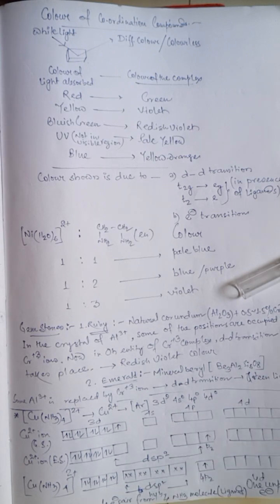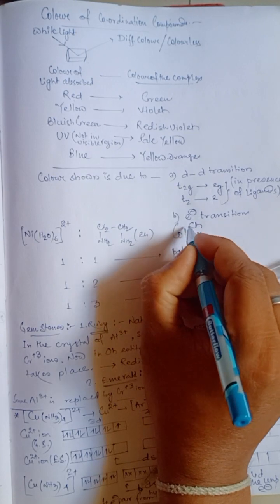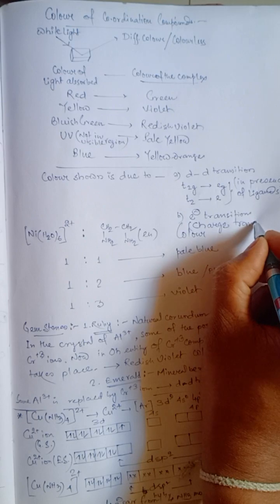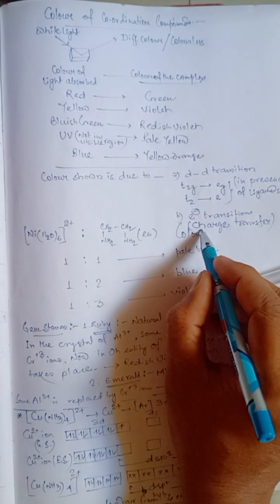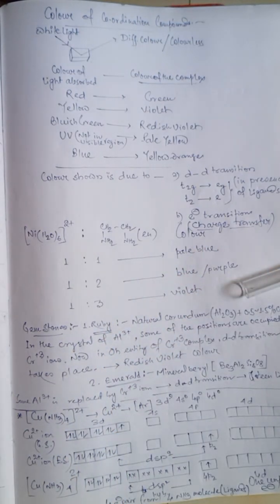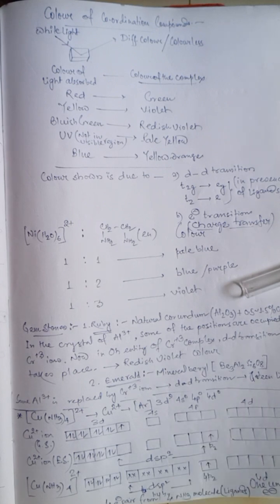Again, the color of the coordination compound is due to two factors, that is d-d transition and electronic transition or charge transfer. But here we will only discuss d-d transition. That means electrons jump from the t2g set to the eg set in the presence of ligands.